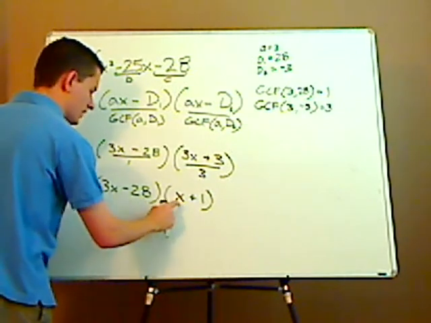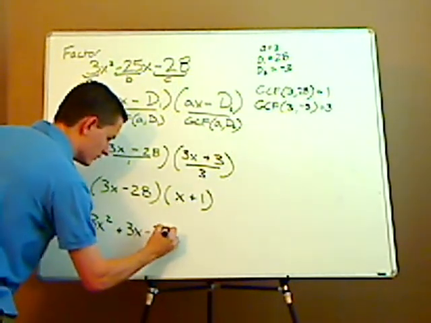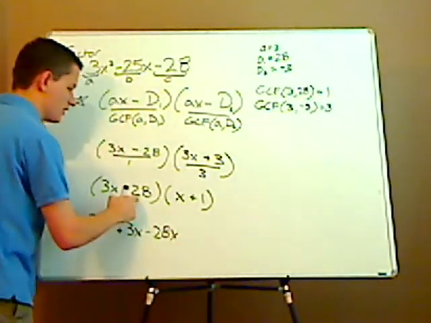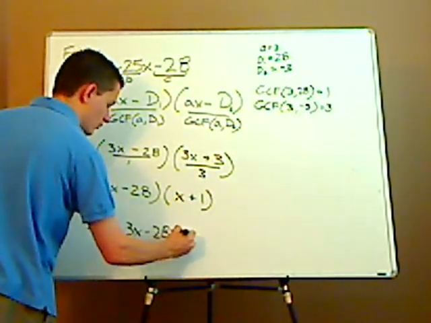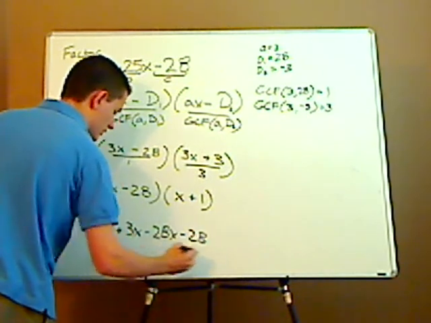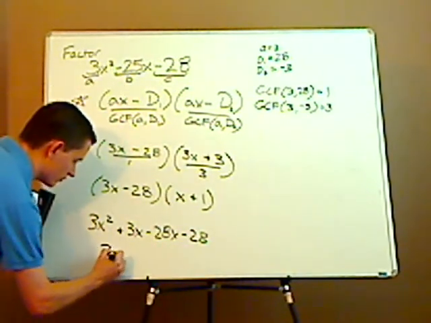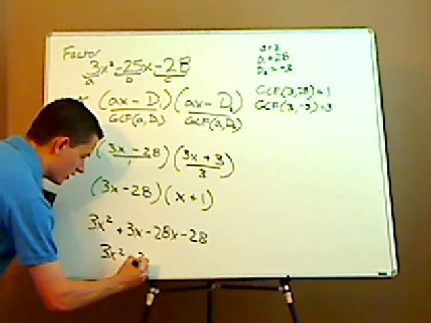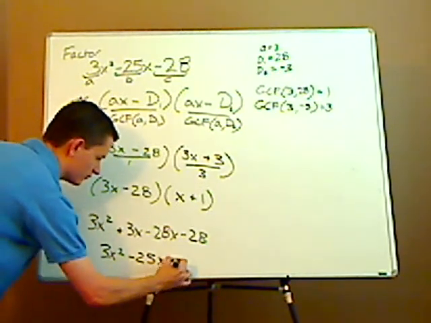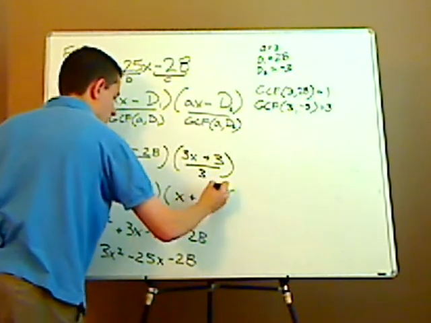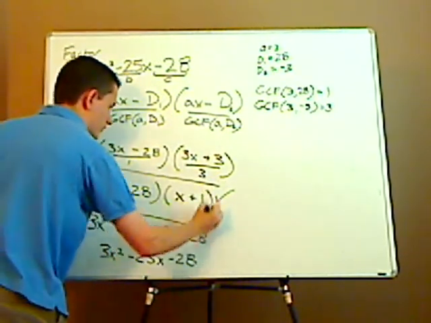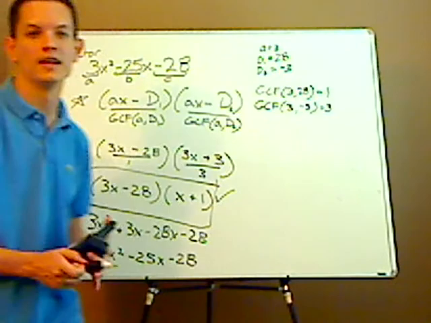Now, you have negative 28 times x, which is negative 28x. And then you have negative 28 times 1, which is negative 28. I simplify this, so 3x squared minus 25x minus 28. So it does check. So this would be your final answer. And that's it.